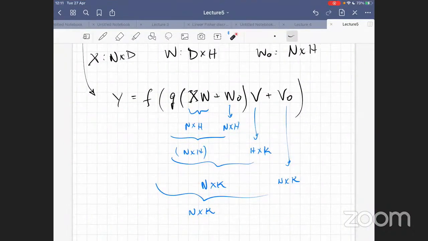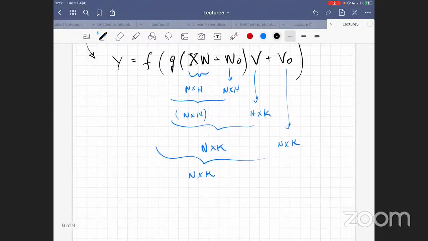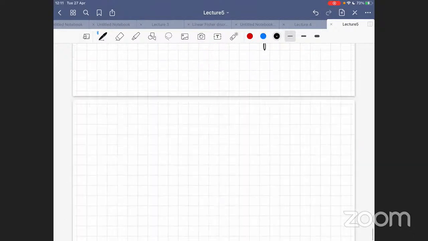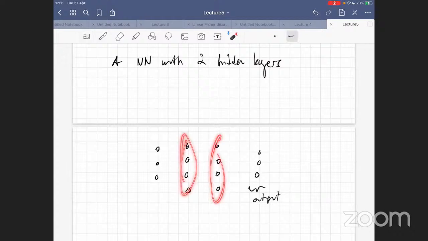So let's say this is a one hidden layer neural network for classification, right? And now, what about a neural net with two hidden layers? So now, a neural net with two hidden layers. Of course, here, in between, if this is the output, you have two columns of these units, and this is the input.